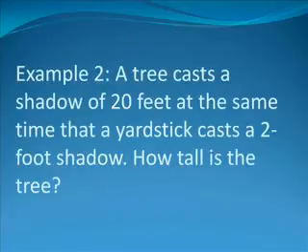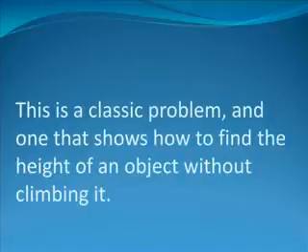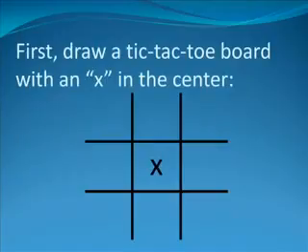Example 2. A tree casts a shadow of 20 feet at the same time that a yardstick casts a 2-foot shadow. How tall is the tree? This is a classic problem, and one that shows how to find the height of an object without climbing it.